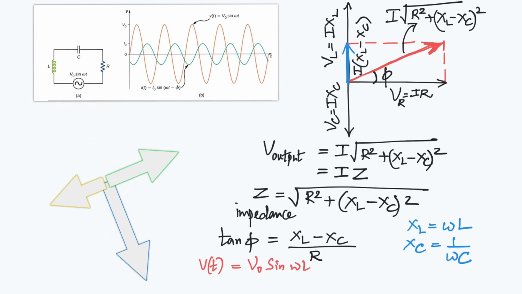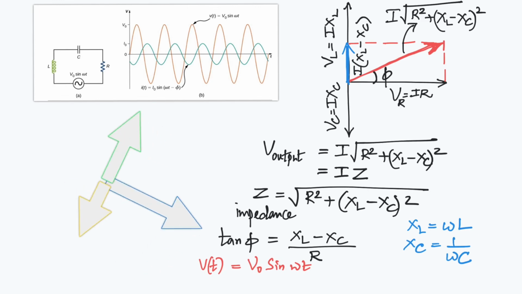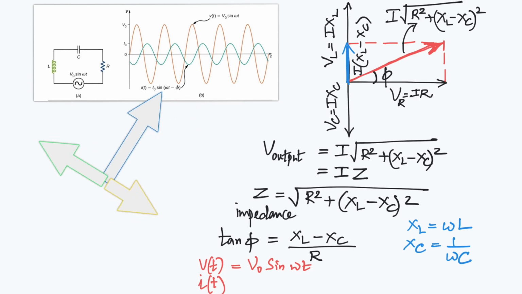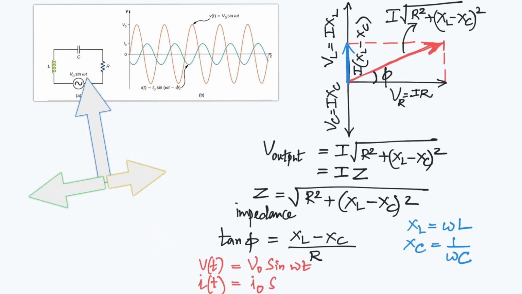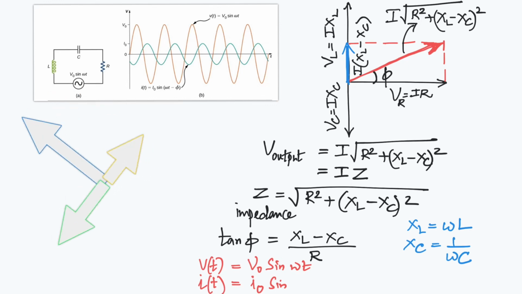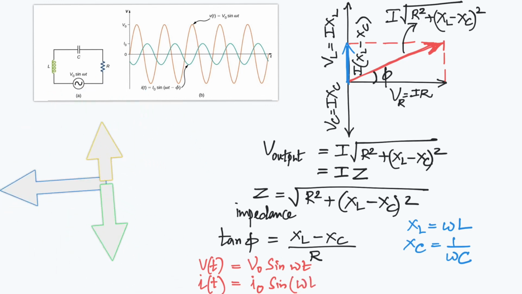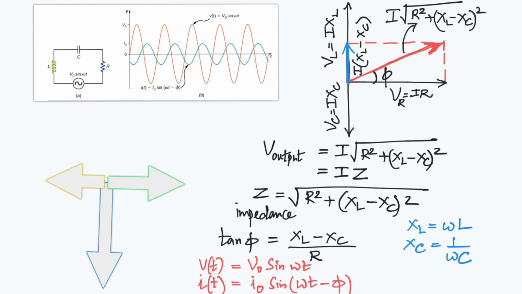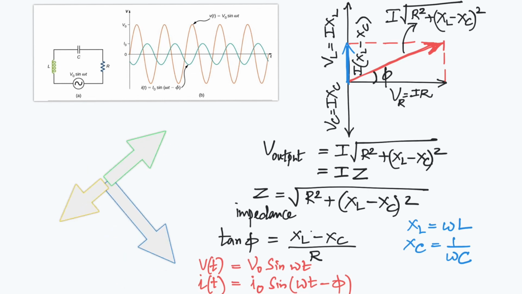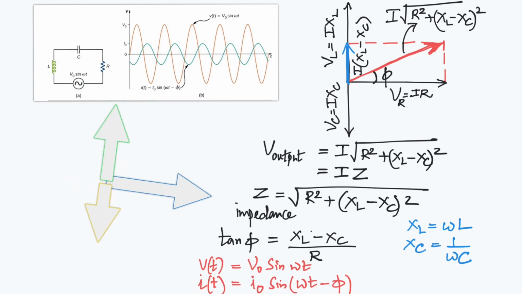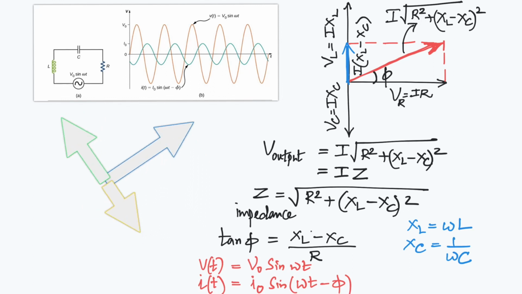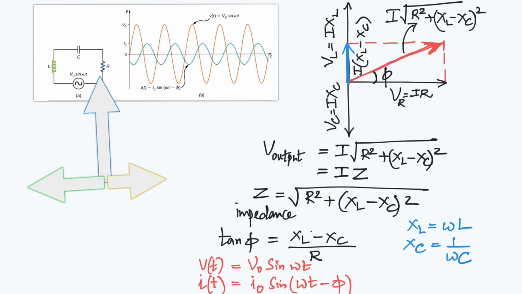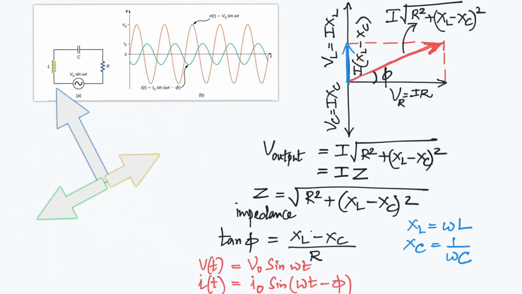So the voltage at any instant, V as a function of time, is V naught sine omega t, which is what we have here. But the current at any instant is given by I naught sine (omega t minus phi), where this is phi. So the voltage and current are not in phase with each other. Generally, you could say I naught sine (omega t plus or minus phi). So that's how the voltage and the currents are related.